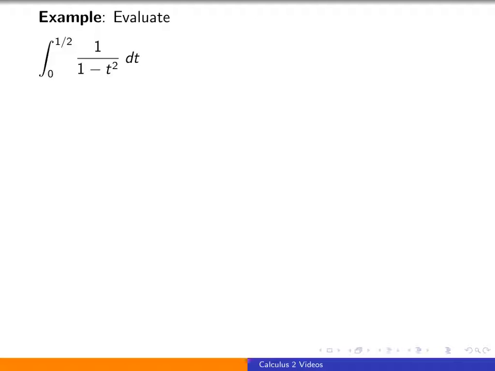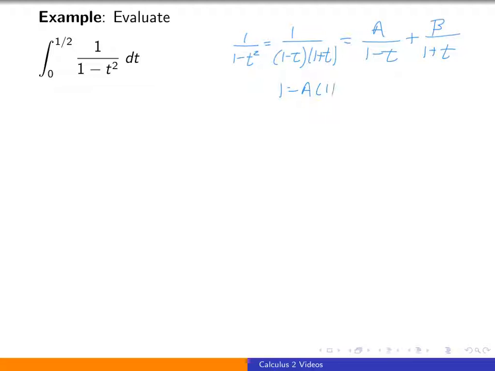So we do our algebra to the side here. 1 over 1 minus t squared is 1 over, it's a difference of squares, 1 minus t times 1 plus t. So the partial fraction decomposition contains two terms: A over 1 minus t plus B over 1 plus t. Take this denominator on the left, multiply each term by it, and we will have 1 is equal to A times 1 plus t plus B times 1 minus t.